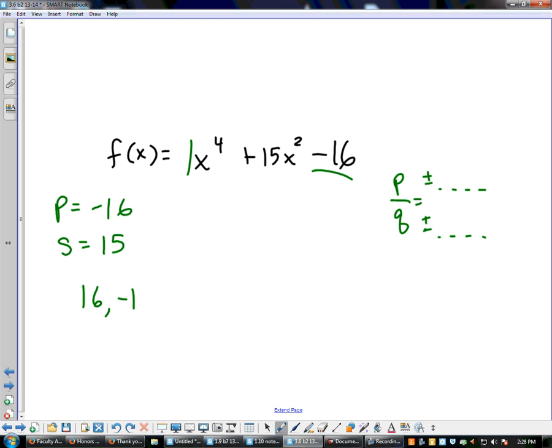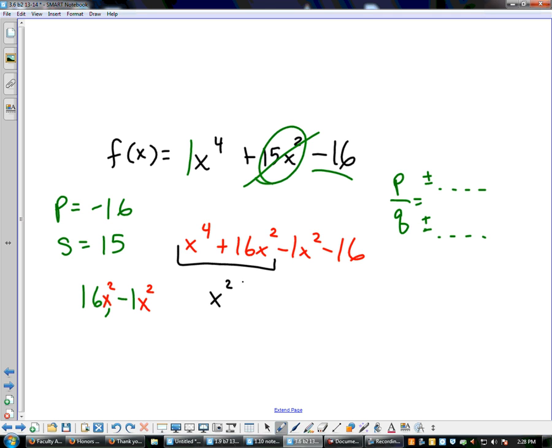So if we try that, we're going to take out the 15x squared and replace it with a 16x squared and a minus 1x squared. So I get x to the 4th plus 16x squared minus 1x squared minus 16. And if I factor by grouping, I can factor out x squared. I get x squared plus 16, and factor out negative 1, and this would be x squared plus 16 also. I hope that looks correct.